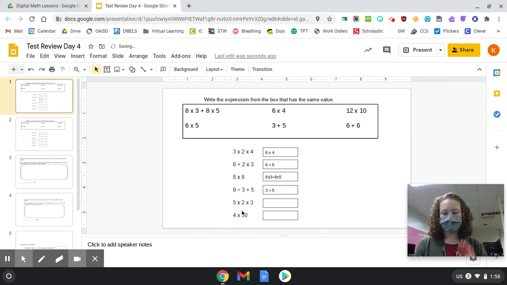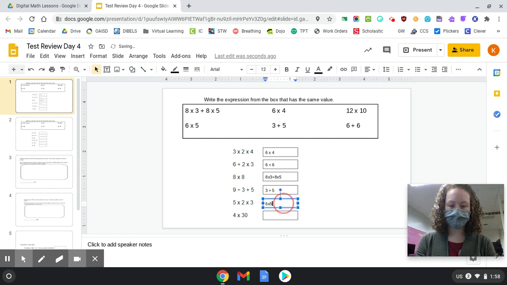Next one, order of operations, no parentheses. So let's look for times or divide. I have 2 times signs. Let's just start over here. 5 times 2, that's 10. Now I take 10 and times it by 3. That makes 30. Let me look at my paper. Which one of these equaled 30? It was 6 times 5, so I type that in.